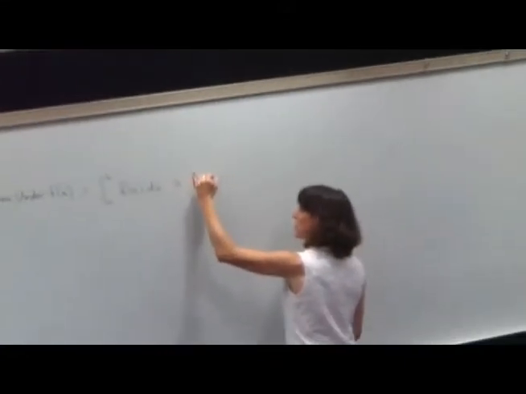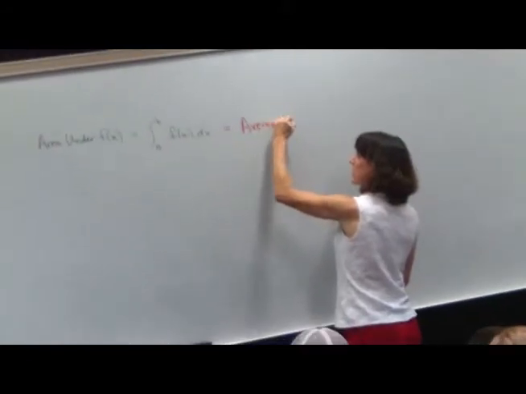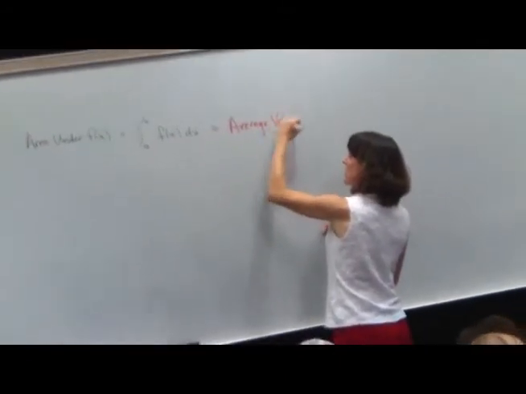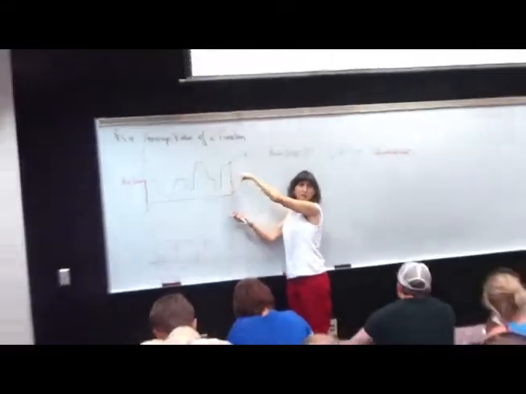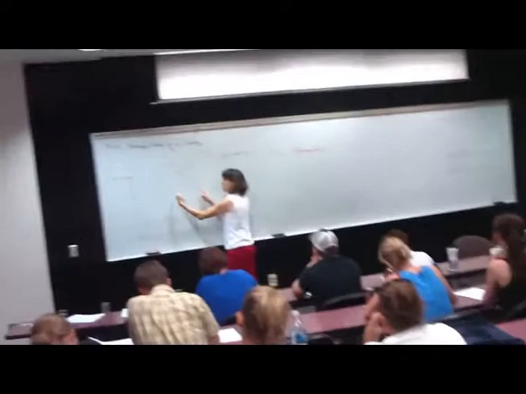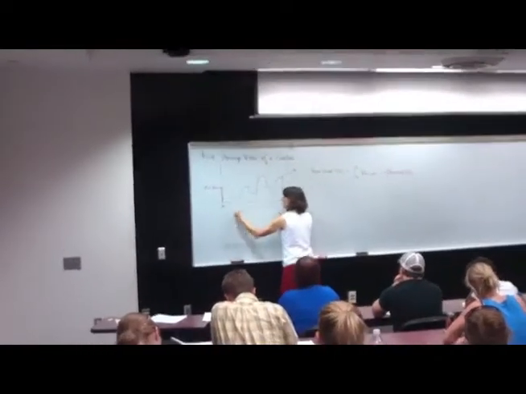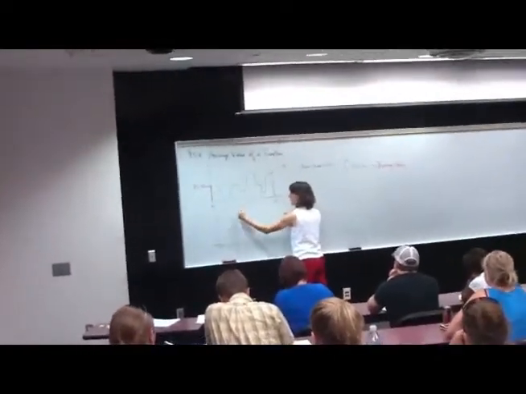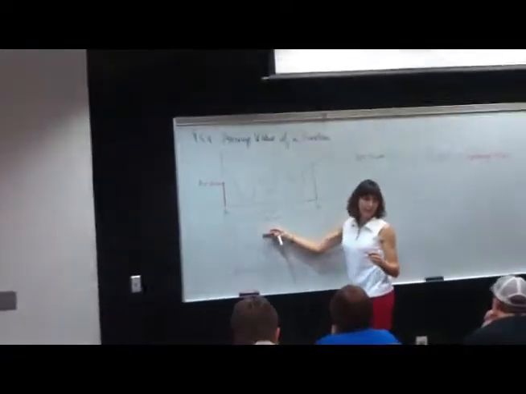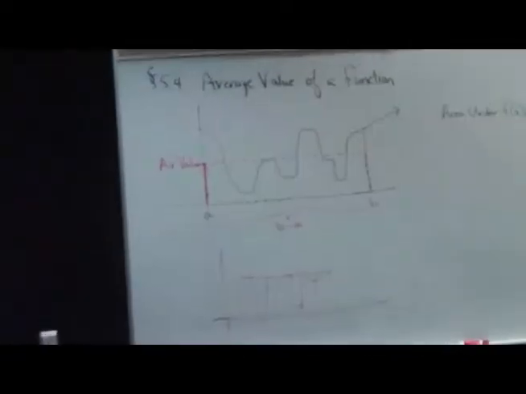That red box is equal to whatever my average value is, because that's how high the box is. The average value is how high it is, times this length right here. Well, that's b take away a. So average value times b minus a is the same thing as this integral.